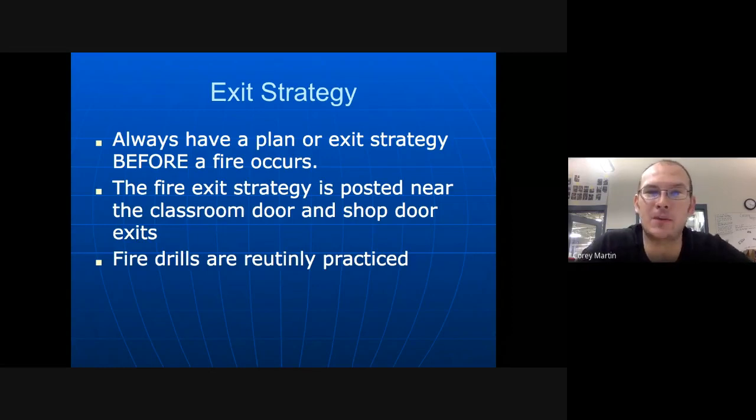So always have a plan or exit strategy before the fire occurs, and it's going to be different in different parts of the building. So for instance, in the auto area, the auto students and the welding students, and probably also the industrial maintenance students, we're going to exit out one portion of the building. The nursing students and the business and IT students who are on the opposite end of the building, they're not going to walk all the way through the burning building to come out our exit. They have their own exit strategy. The people in the office also have a different exit strategy.